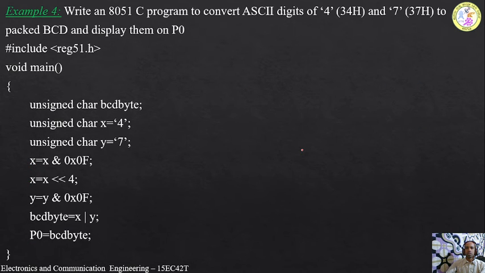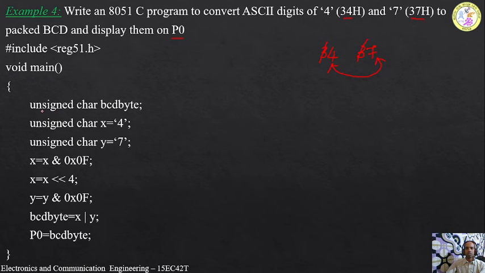And example 4. Write an 8051 C program to convert ASCII digit 4, that is nothing but 34, and 7, that is nothing but 37, to packed BCD and display them on P0. So 34 is there and 37 is there. We need to convert them to packed BCD. So we have to separate these two, and then group the 4 and 7. That gives the packed BCD. Then after that we need to display it on port 0.